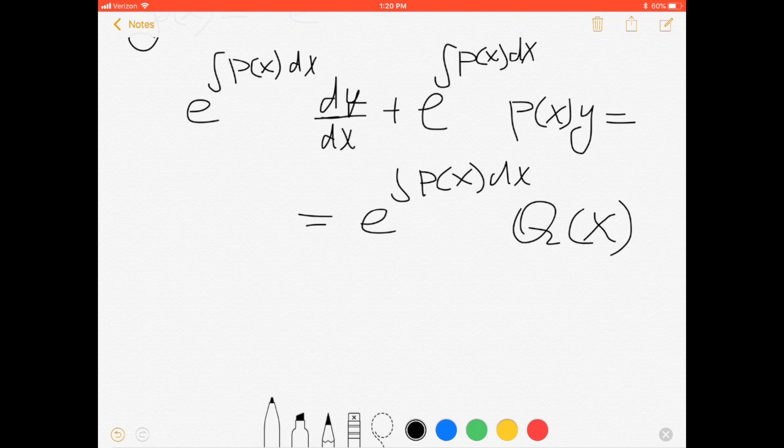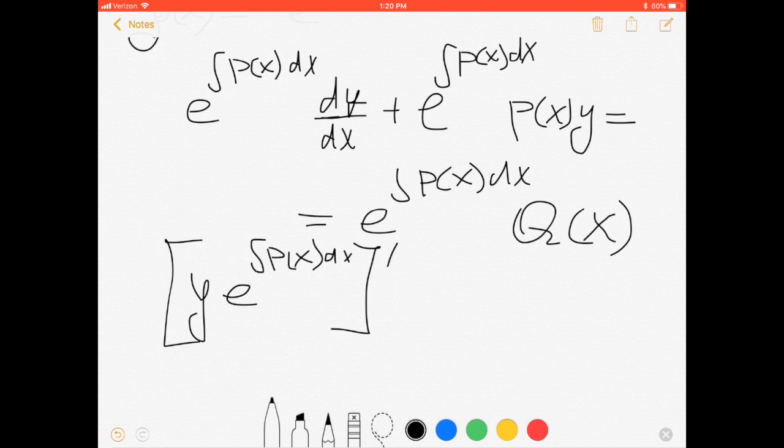If you look at the left part of your equation, it will be the full differential of the product y times e to the power integral p(x) dx. This means the left part you can rewrite as the derivative of that product, and it will equal e to the integral p(x) dx times q(x).